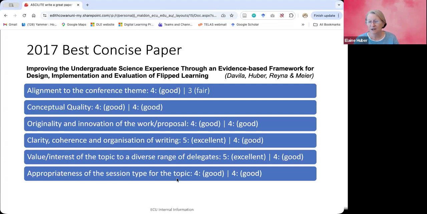Okay, so this is a little bit different. This is looking at, for example, is this a concise paper? Should it actually be a poster? Is it meaty enough to be a paper? Should it be in a different category? So that's the other thing that can be looked at.